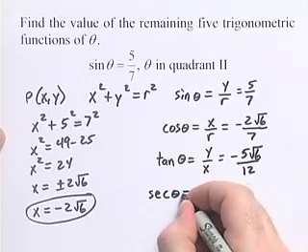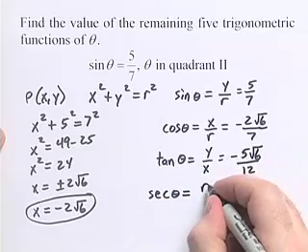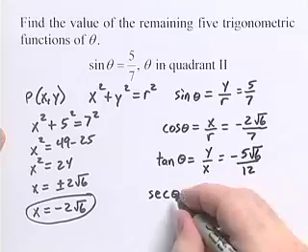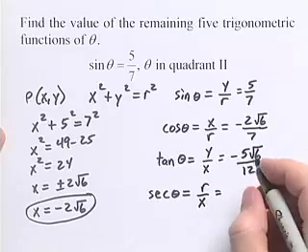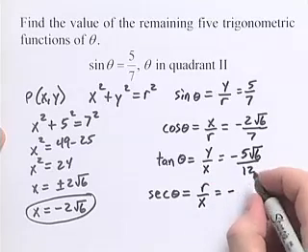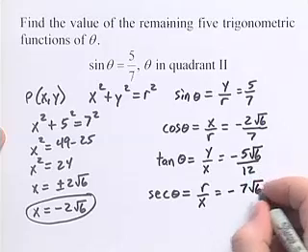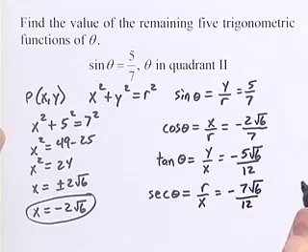Secant of theta will be r over x. Put in our values for r and x and simplify. We'll get that secant of theta is equal to negative 7 root 6 divided by 12.